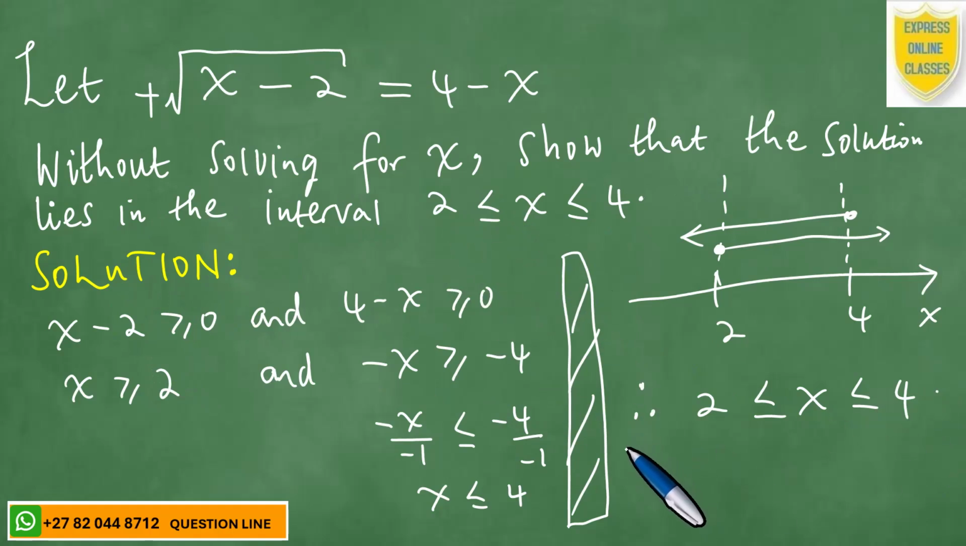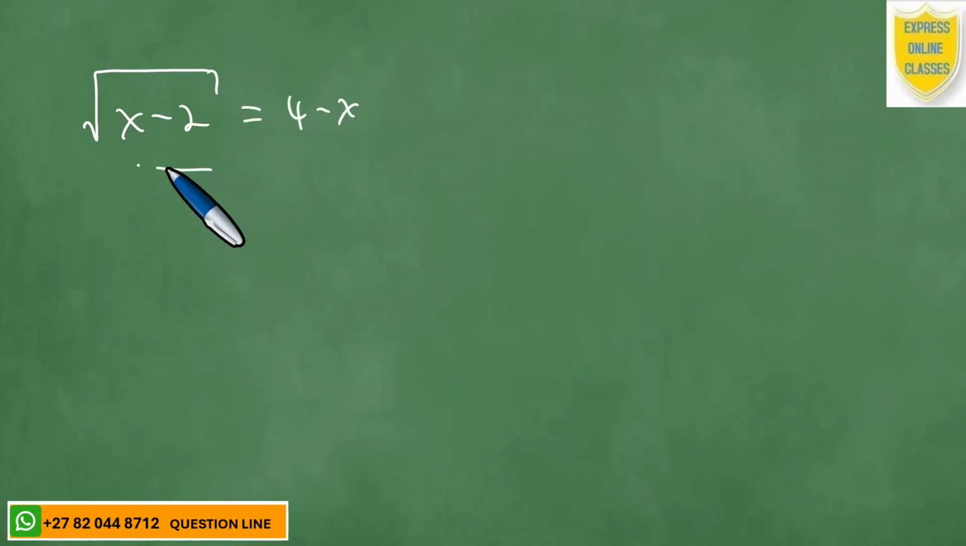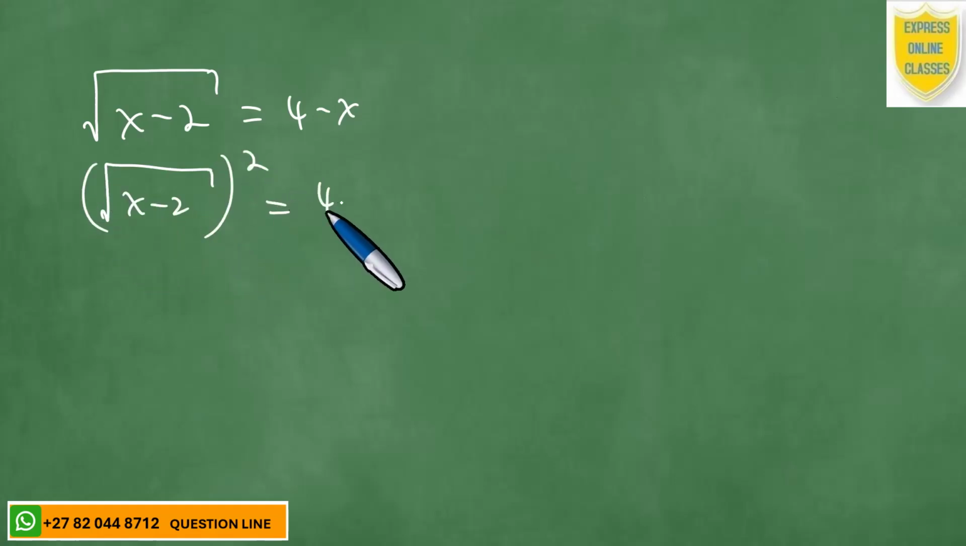However, if we really attempt to solve this equation and see what answers we actually get, we proceed as follows. If we are asked to solve, then we have the square root of x minus 2 equals 4 minus x. So what you do is you square both sides.